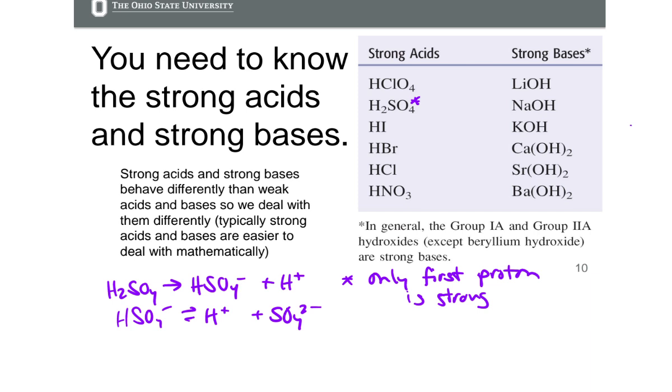The other kind of nice thing is that all of our bases, they all have hydroxides, so they would all actually fall into the Arrhenius definition. At least for this list.